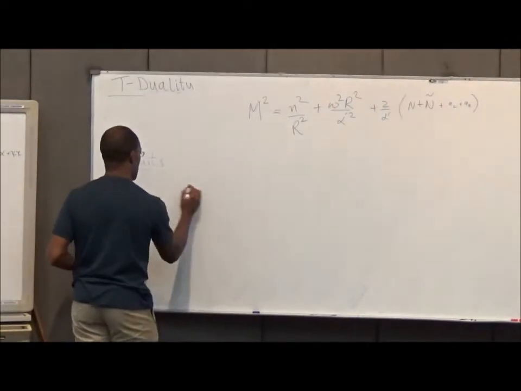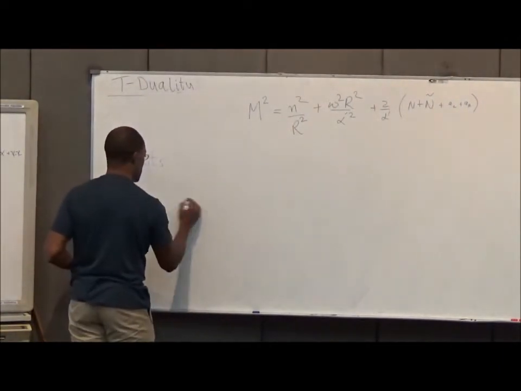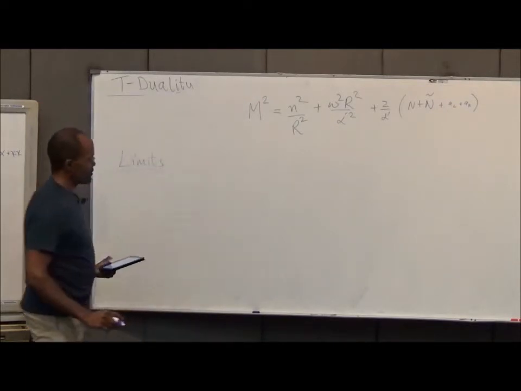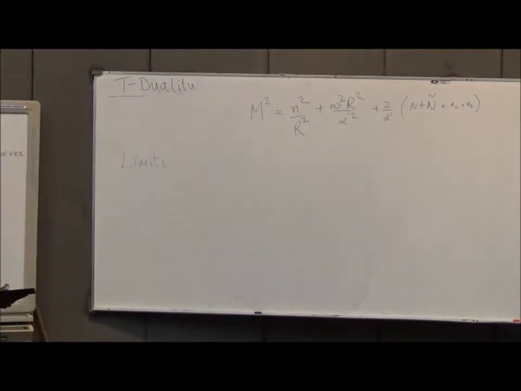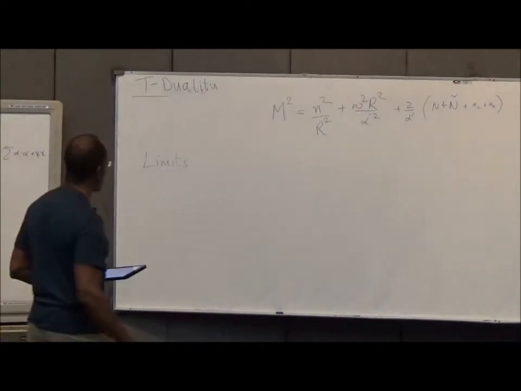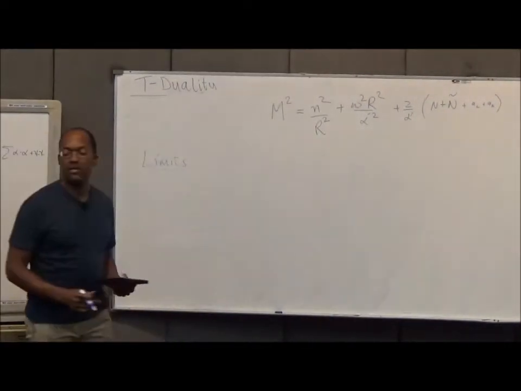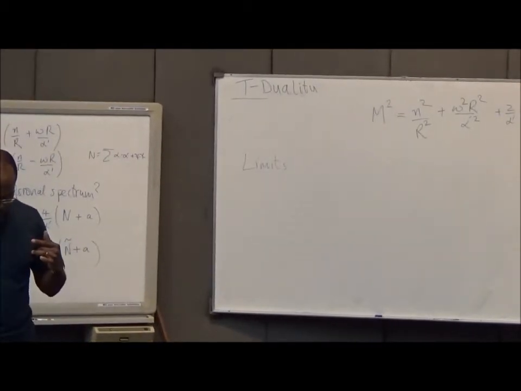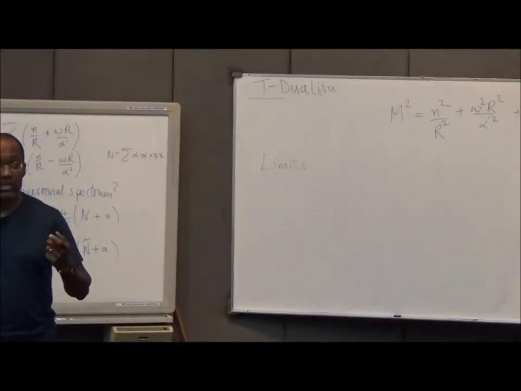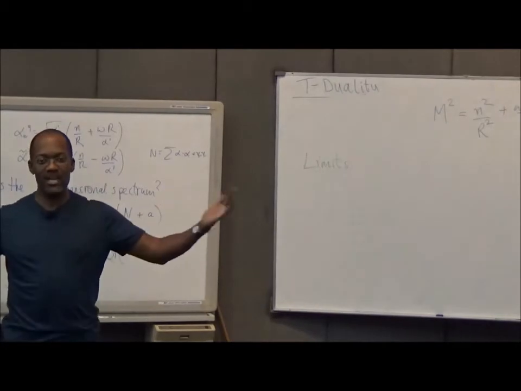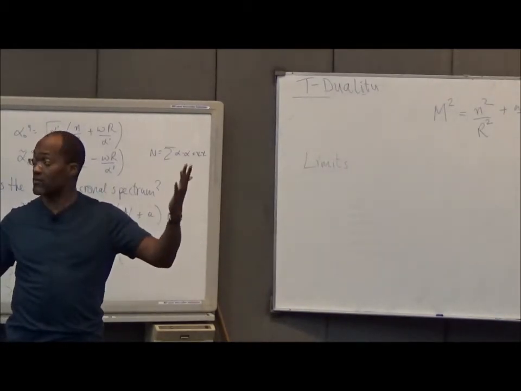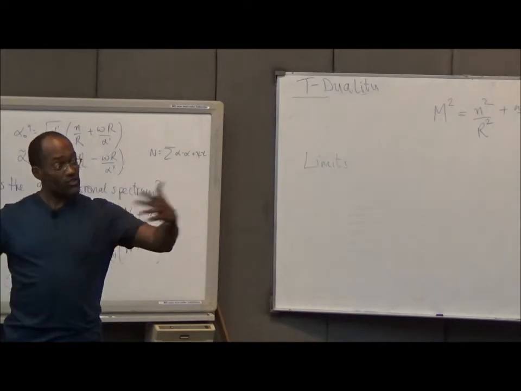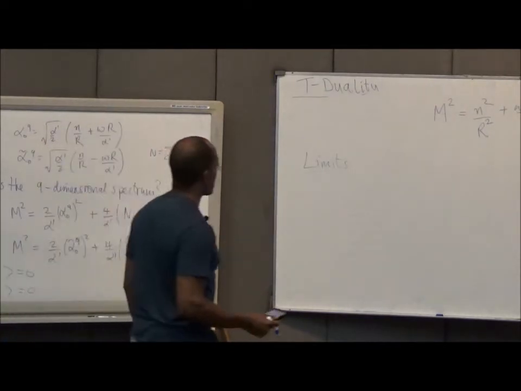Okay, so I have a set of states, the momentum states. I'm going to space them like that. As the circle gets larger, what I should do is I should decompactify. I should go back to the original higher dimensional theory, right? It seems completely reasonable. Take the circle to infinite radius.